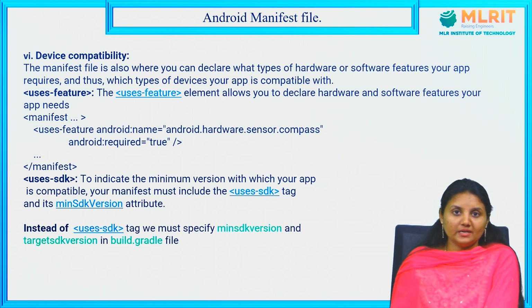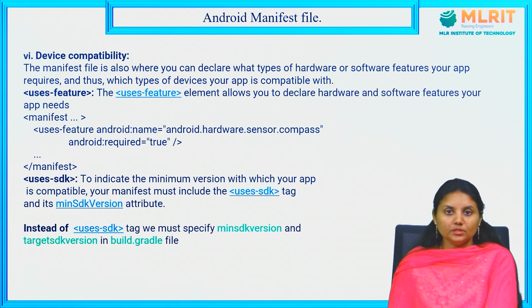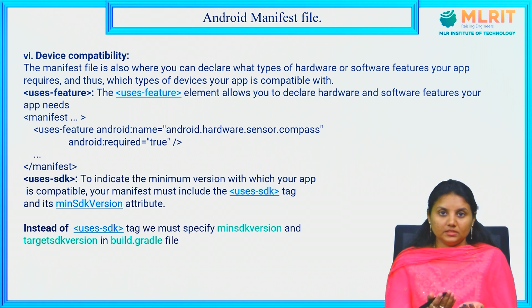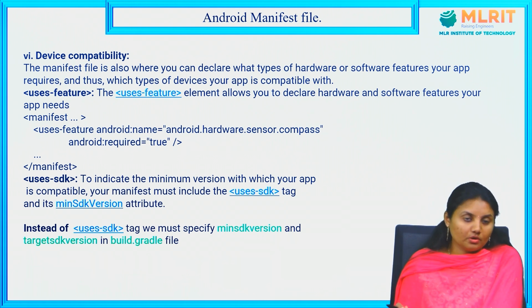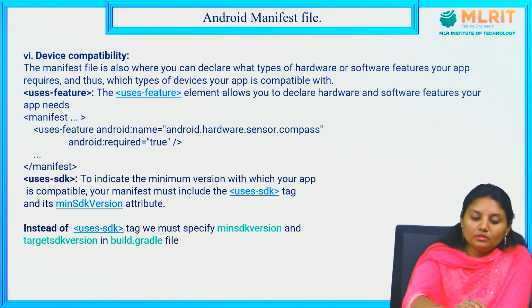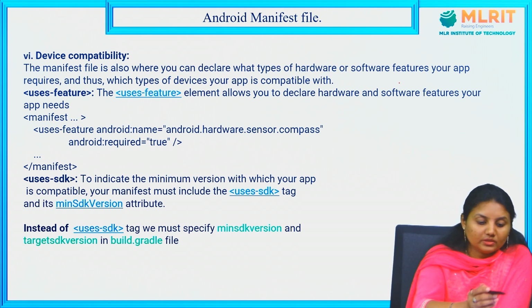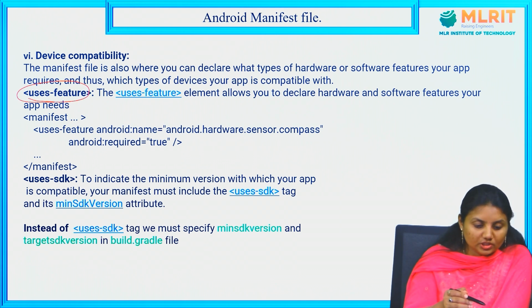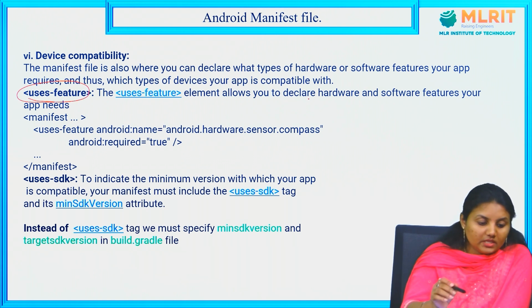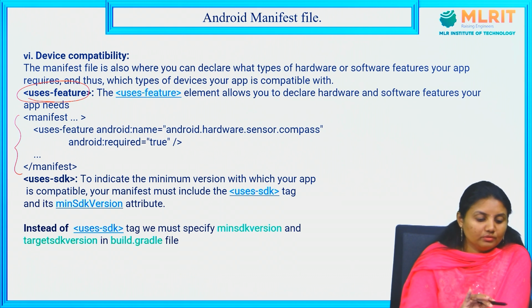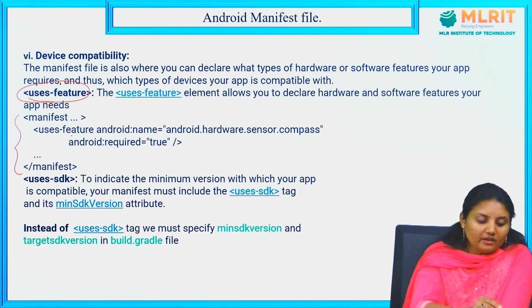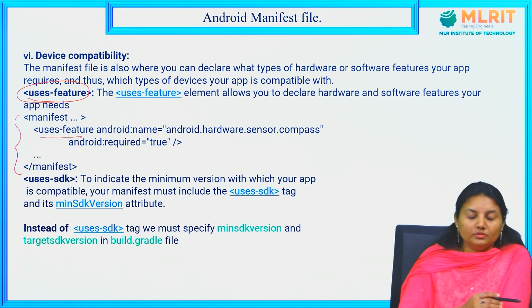Then device compatibility. Device compatibility is where two particular devices are compatible or not. That means those features are available or not in the other. So the manifest is also where you can declare what types of hardware or software features your application requires. That can be done using uses-feature, which allows you to declare the features that you need. Suppose you see this code, the manifest is the root tag, we are not going to change this manifest root. Under this manifest root, you are giving uses-feature.